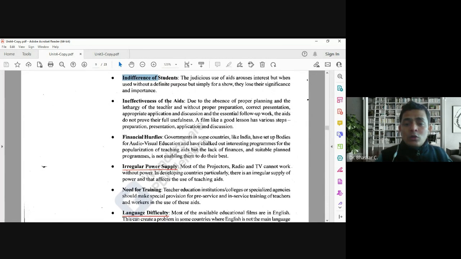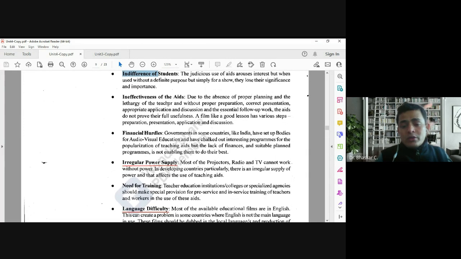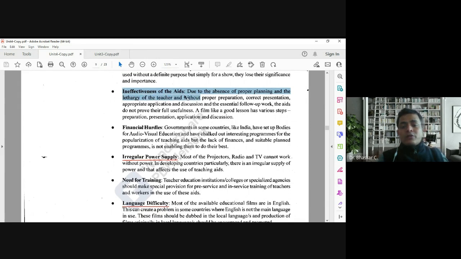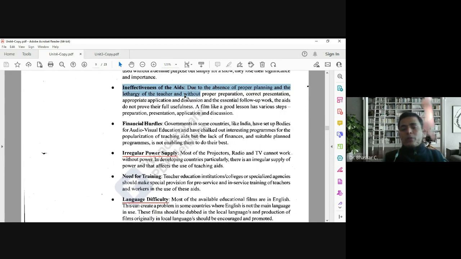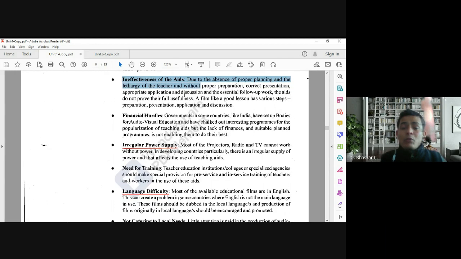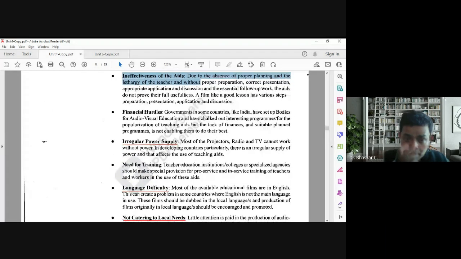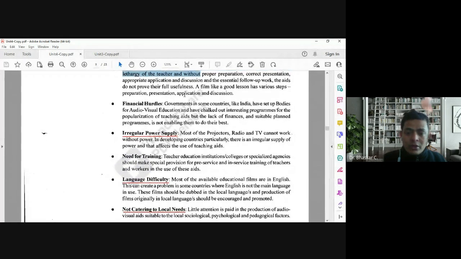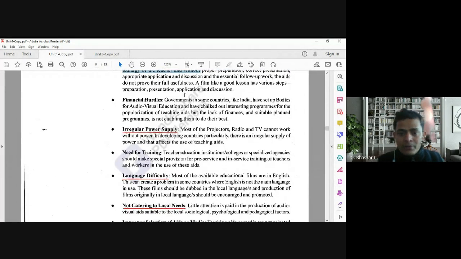the learners are also found indifferent towards that, which leads towards the ineffectiveness of the aid, because once you are not able to operate it properly, it will bring boredom to you, and if you feel bored with that, then the audiovisual aid will be ineffective for you. Then financial hurdles will be there, right?